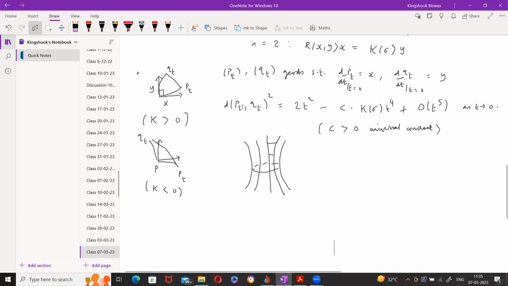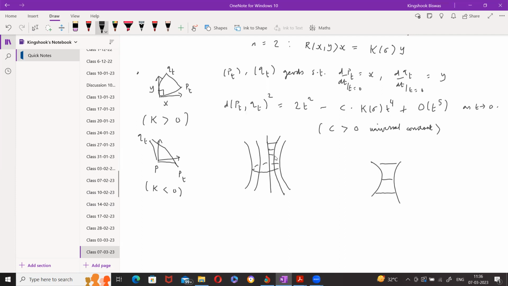In negative curvature, this distance function is convex. So this is a convex function of t. You can see the convexity here. The distance in the middle between these two geodesics will be less than the average of these two distances. So there's a convexity of the distance function in negative curvature, or non-positive curvature in general.